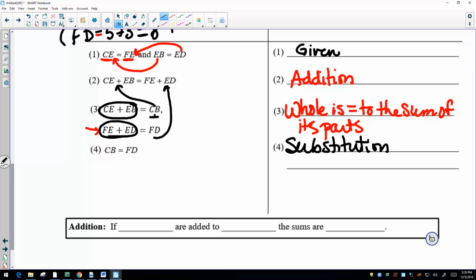Okay, so the one line that we learned, which was coming from number 2, was that addition property. If equals are added to equals, their sums are equal. So that's kind of an introduction into some proofs, a little bit more with some segments and some angle properties.